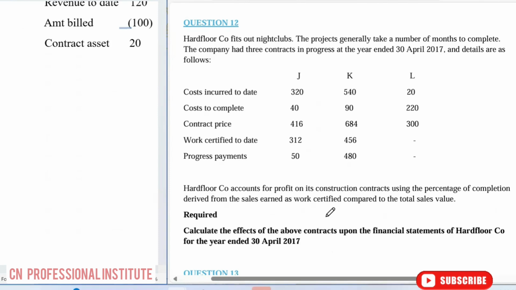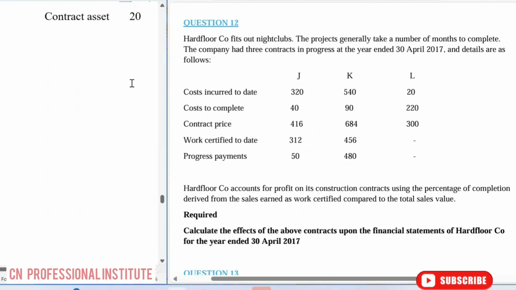Let's see with L. You see, if you come and check L here, okay, let's scan through the question. It says Hard Floor Cool fits out 9 clubs. The project generally take a number of months to complete. The company had 3 contracts in progress at the year ended 30th of April 2017, and the details are as follows. So we have the contract J, K, and L. We have their cost to date, cost to complete, contract price, work certified to date, and progress work payment.